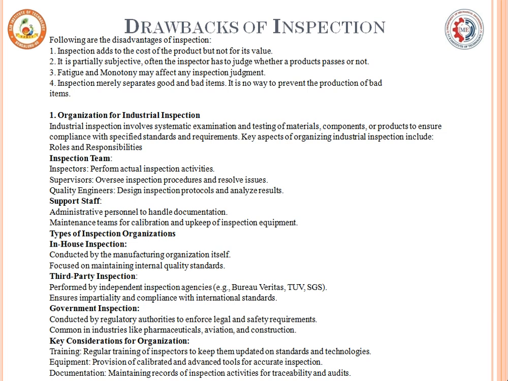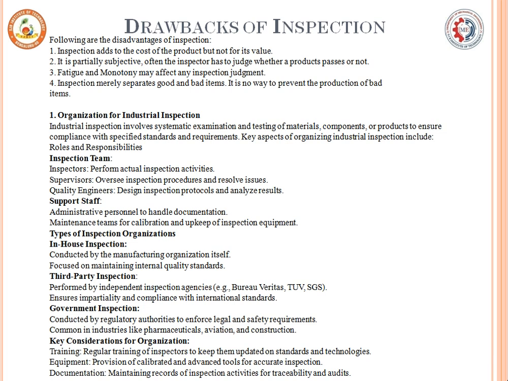In the inspection team, we'll see inspectors, supervisors and quality engineers. Inspectors perform the actual inspection activities. Supervisors oversee inspection procedures and resolve issues. Quality engineers design inspection protocols and analyze the results. Support staff handle documentation, and the maintenance team handles calibration and upkeep of the inspection equipment.